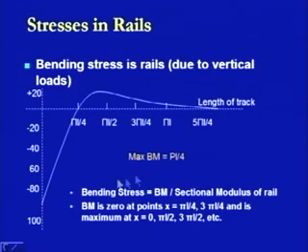Now, in all these conditions where the bending moment is induced at different locations, the bending stress can be computed as the bending moment at the section divided by the sectional modulus of the rail.